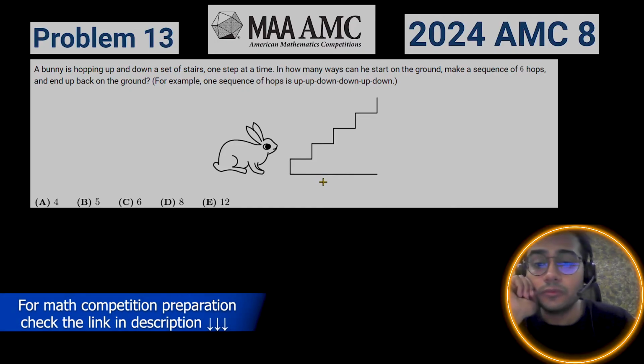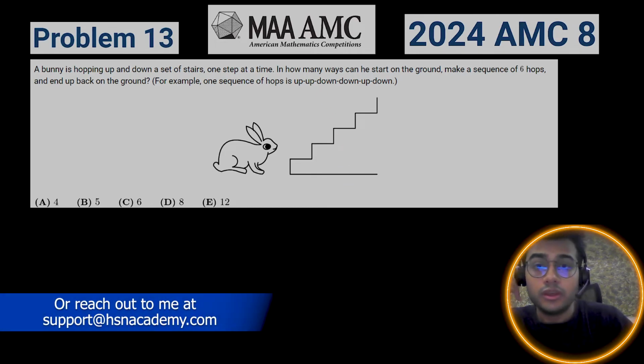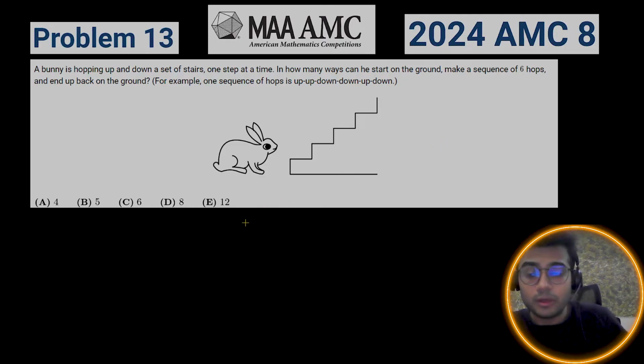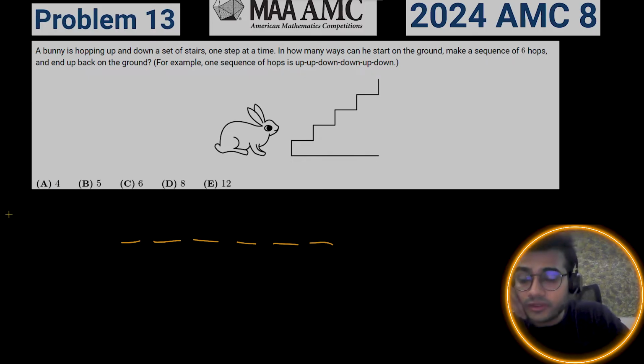Okay, so in this problem, a bunny is going up and down a bunch of stairs, but in one move, it can go only one up or one down. They told us that there's a sequence of 6 hops, so there are 6 total hops: 1, 2, 3, 4, 5, 6, and we have to end up back on the ground. That means the number of ups and the number of downs has to be equal, because if they're not equal, then we are not at the starting position. So that means we must have 3 U's and 3 D's.